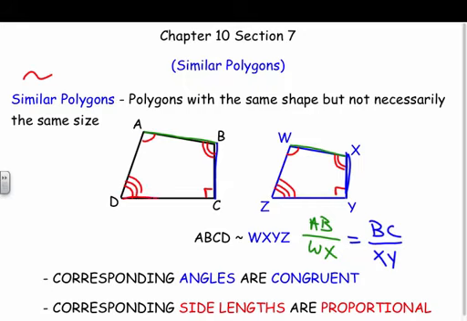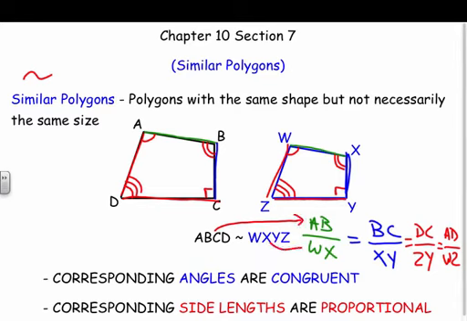So for example, DC and ZY correspond. There's another ratio, DC over ZY. And lastly, AD and WZ. Okay, so all the corresponding side lengths are proportional. You just have to make sure, you notice how I had the bigger quadrilateral on top and the smaller quadrilateral on the bottom, and those have to match up like that. You can't flip-flop them, otherwise the proportion wouldn't be set up correctly.